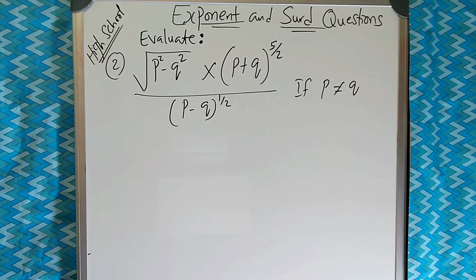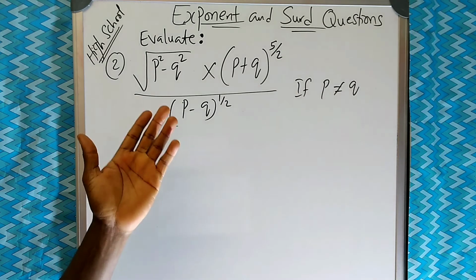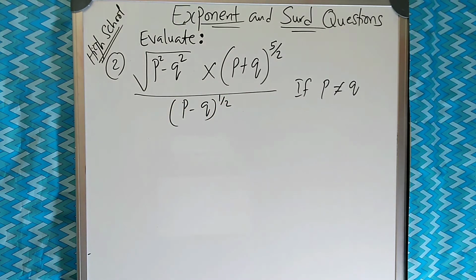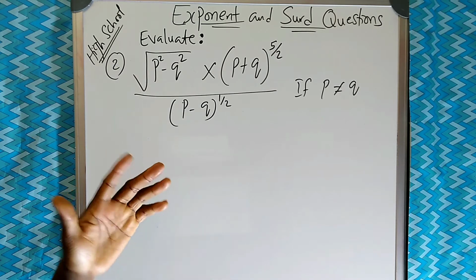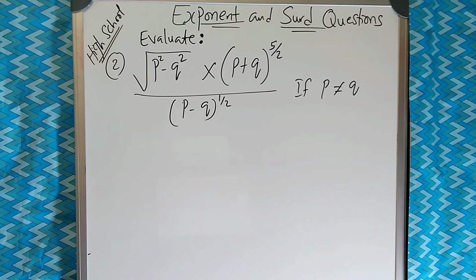So for the second question, we are asked to evaluate this expression. We have the square root of (p squared minus q squared) multiplied by (p plus q) raised to power 5 over 2. If you look at this question very well, it's a combination of both exponent and surd. And let's look at the way we are going to solve this question.